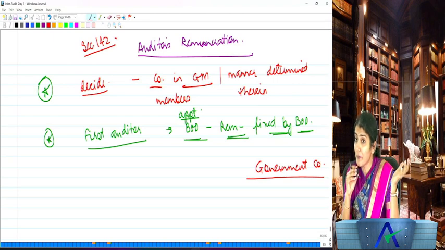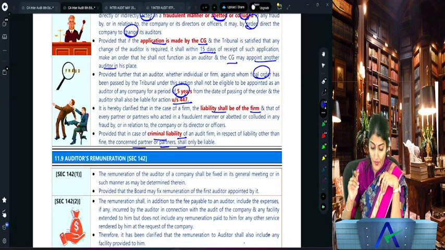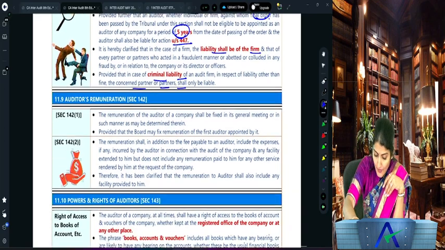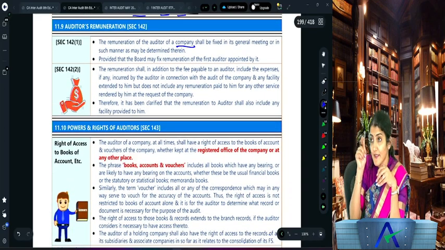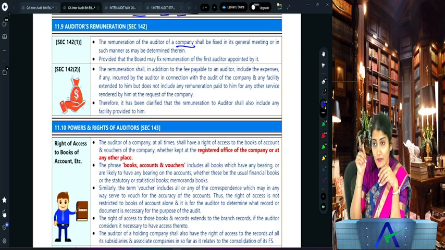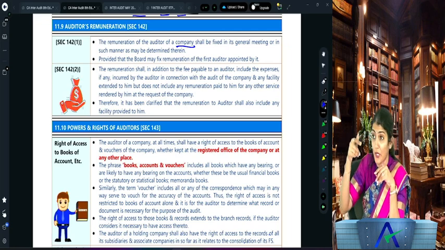Other than government company? Members. Government company? Have I discussed it anywhere over here? What did I say? Remuneration of the auditor of the company. Have they distinguished OGC, GC? Have they distinguished other than, because everywhere, first auditor, casual vacancy, they wrote other than government company, government company.